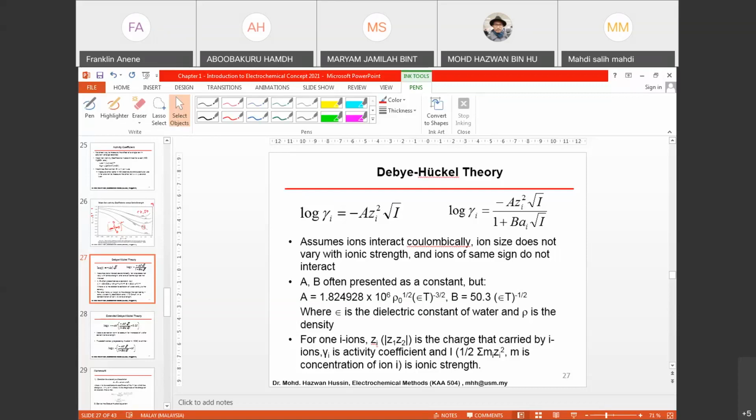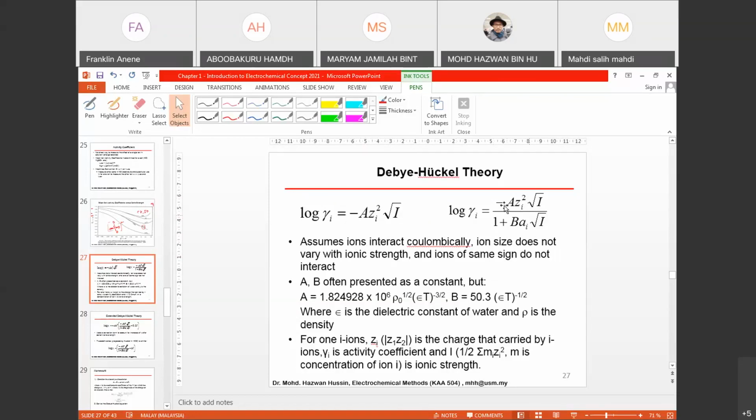But the Debye-Hückel equation, at the end you will get this: log gamma equals minus A Z squared root I. This is an equation that assumes ion interaction, and if the ion size does not vary with the ionic strength, then ions of the same sign will not interact.